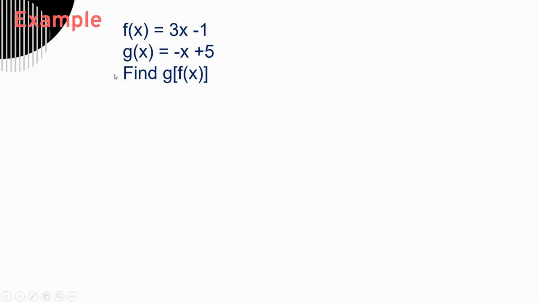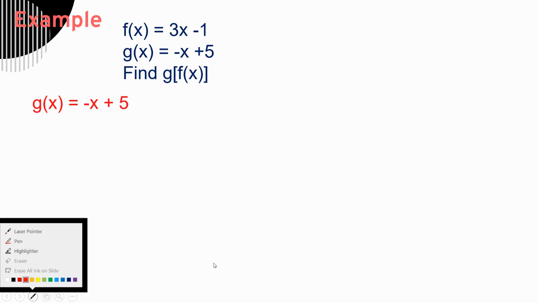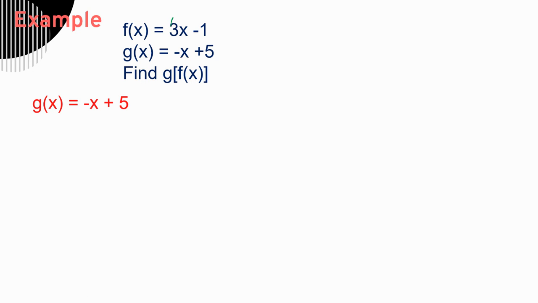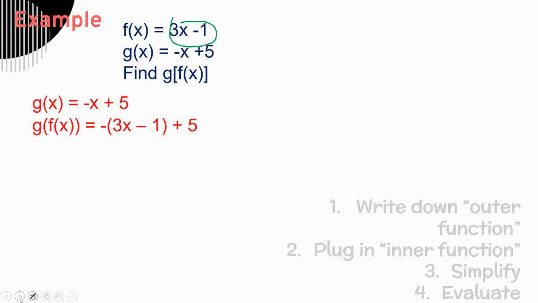Let's do the reverse. So again, order matters. So our outer function is g this time. Inner function is f. So write down your outer function, g of x equals negative x plus 5. Now, wherever I see an x, I'm going to plug in the whole equation for f of x. So we've got negative 3x minus 1 plus 5.